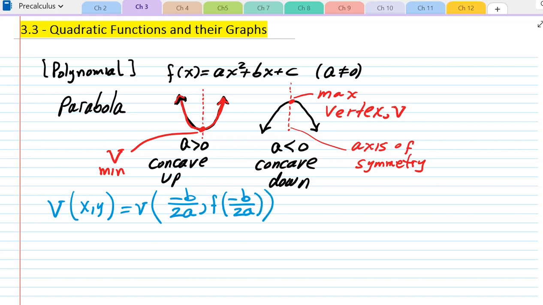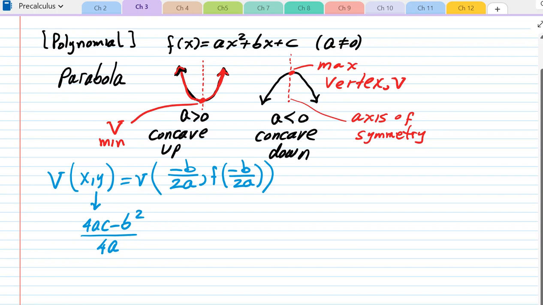But usually we just do f at that point. That means we evaluate the function. You simply plug into the function for x whatever that first component is, to get the second component. But if you are into the y component of the vertex, it is given by 4ac minus b squared, divided by 4a. I don't recommend memorizing or working with that, although you could. You're welcome to, but not necessary. And there we have the coordinates of the vertex.